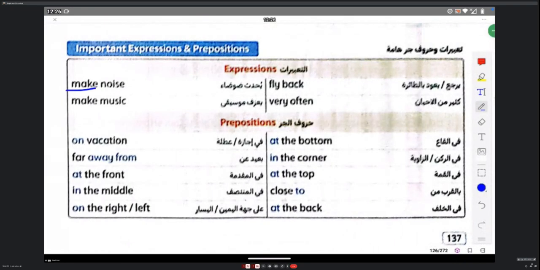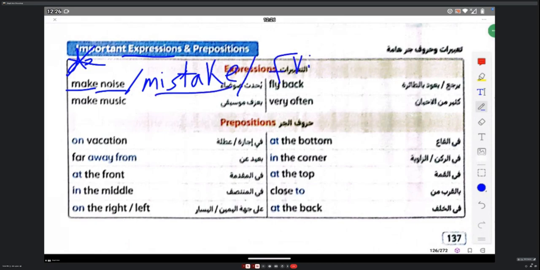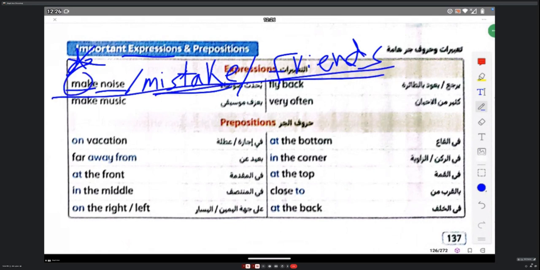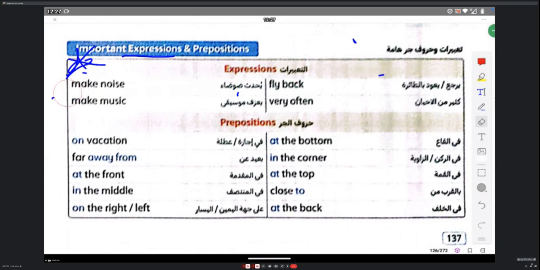Make nice. This expression, make nice. We cannot say do nice. Make mistakes, make a mistake, make friends. So we use make with these words: make friends, make mistakes, make nice, make breakfast, make dinner, and so on. Make music means compose music.